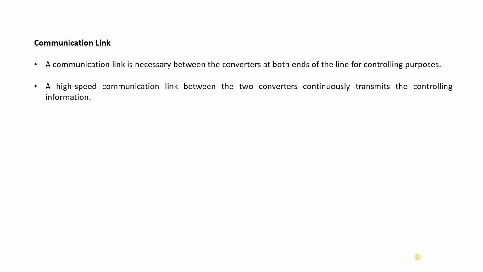Then we have the communication link. The communication link is necessary between the converters at both ends of the line for controlling purposes.